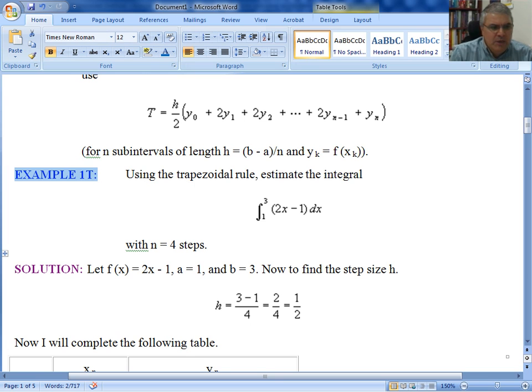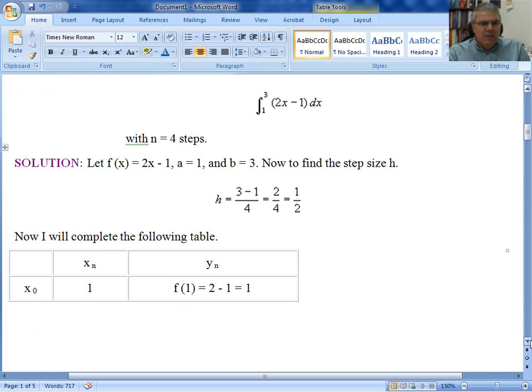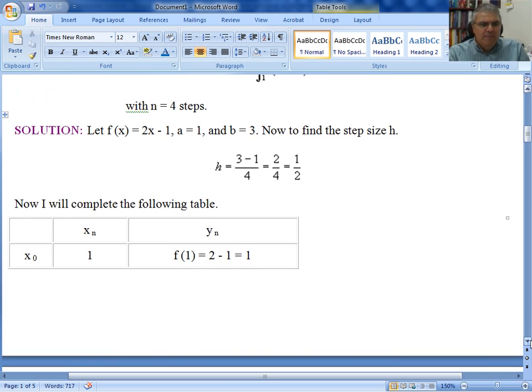Now we need to find h. Let's take a look at the formula. It's b minus a divided by n, which is 3 minus 1, and n in this case is 4 because we are going to use 4 steps. That would be h, which in this case is half. Then we would complete the following table.